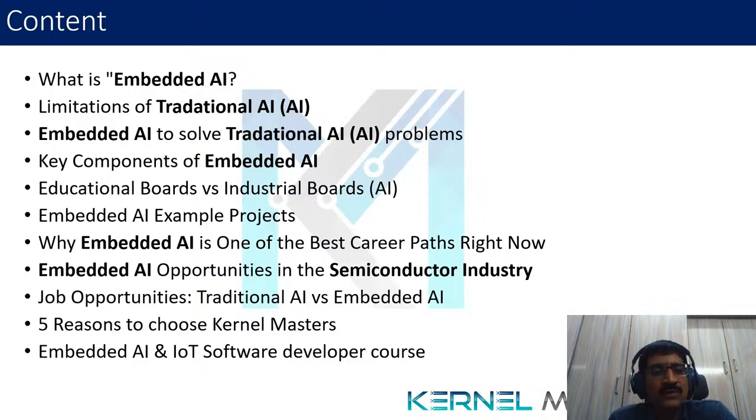Next, we go into more detail about the key components of embedded AI. What are the main components? What is the purpose of each component? How can each play a key role? We will discuss that. Embedded mainly relates to hardware and software, and hardware means boards. We basically have two types of boards in the industry: education boards and industrial boards. We'll discuss the differences between both now.